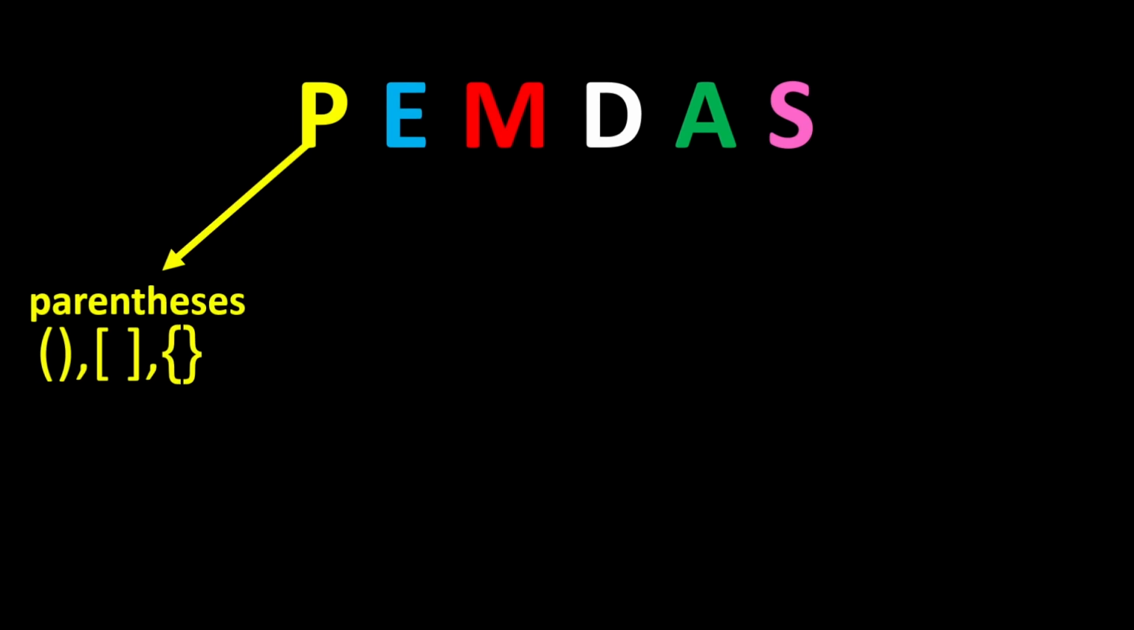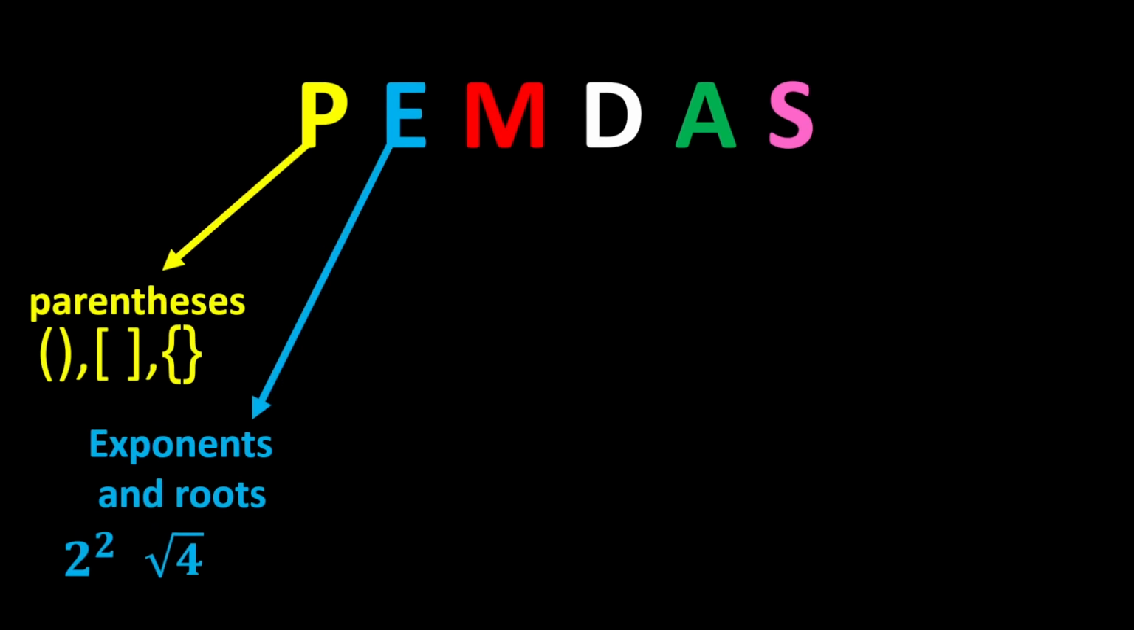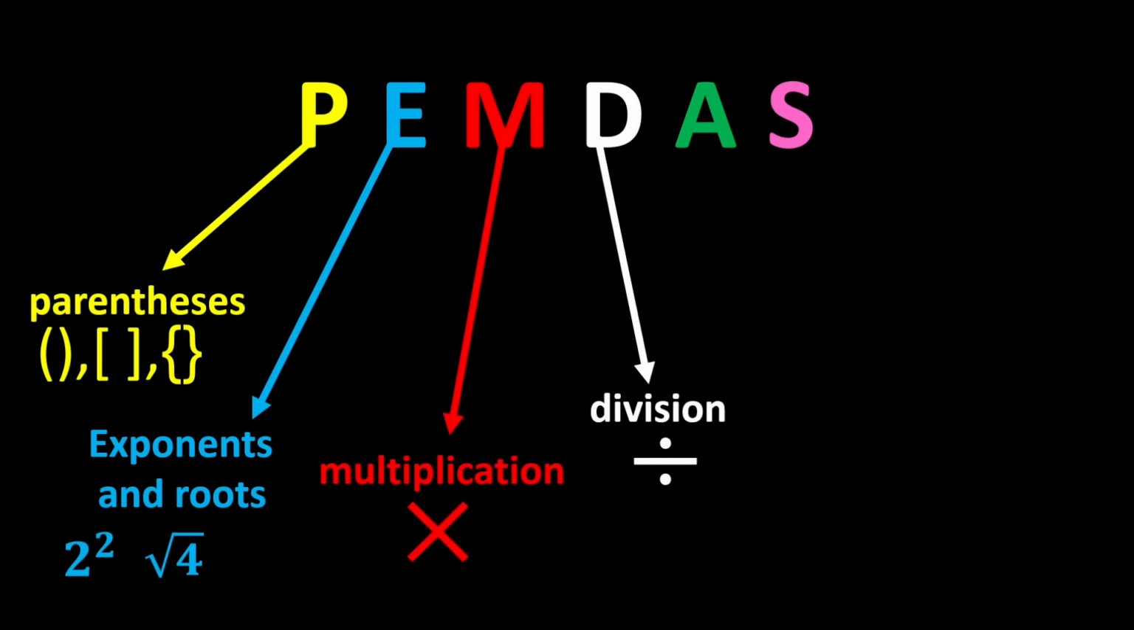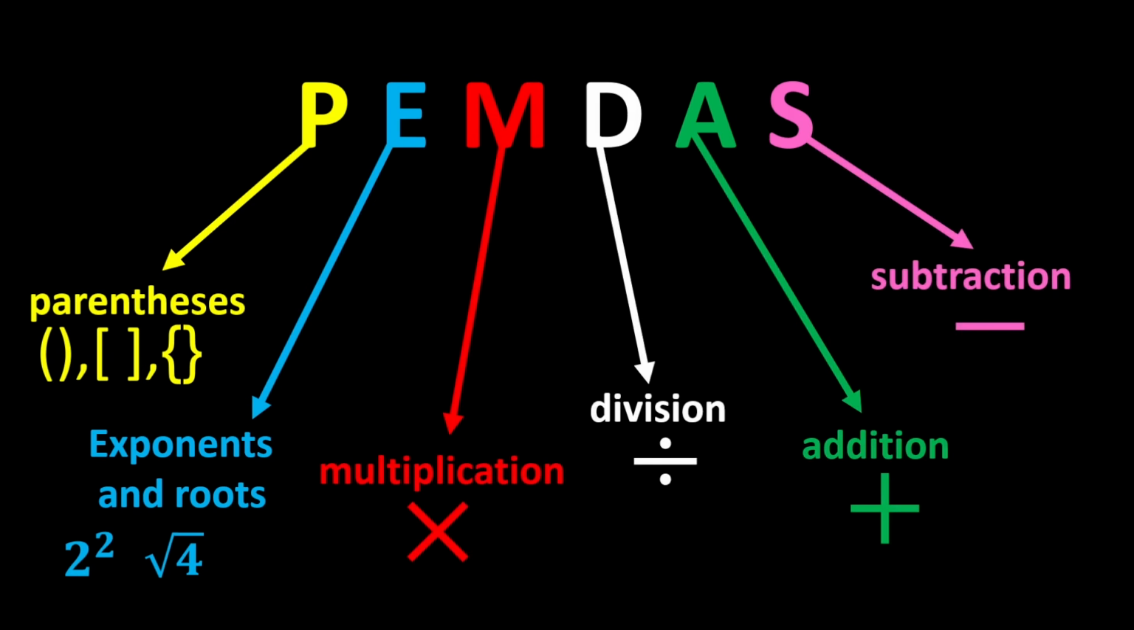P stands for parentheses. E stands for exponents and roots. M stands for multiplication. D stands for division. A stands for addition. And S stands for subtraction.